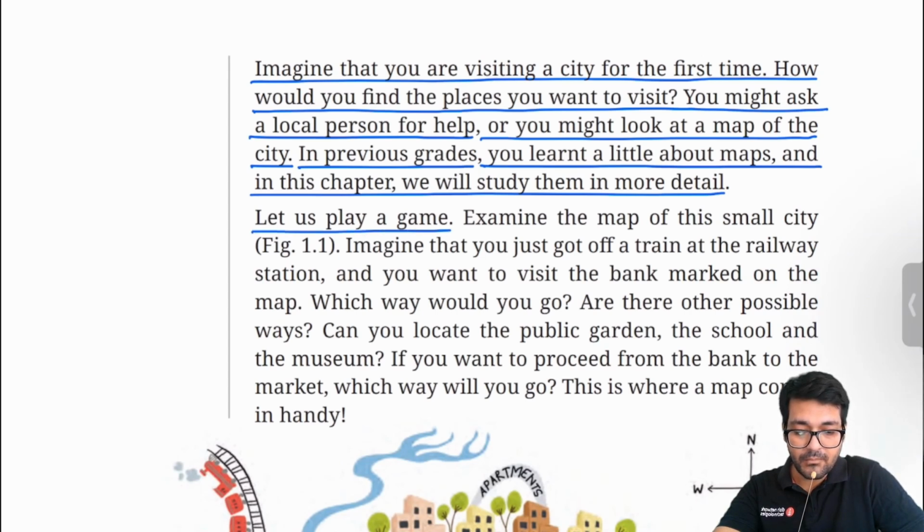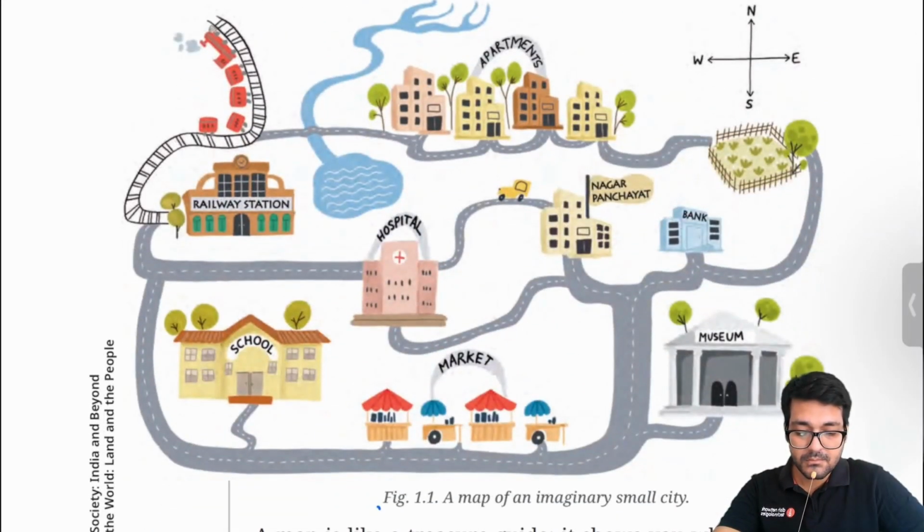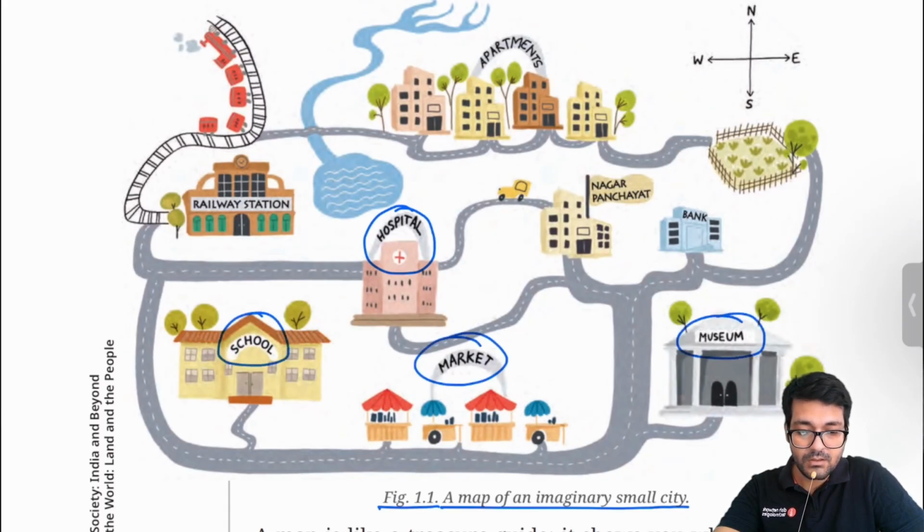Let us play a game. Examine the map of this small city, Figure 1.1. Figure 1.1, a map of an imaginary small city. You can see in the central region there is a hospital with a red cross sign. There is a school. There is a market, museum, bank, Nagar Panchayat, apartments, railway station, public garden, roads, and water bodies.